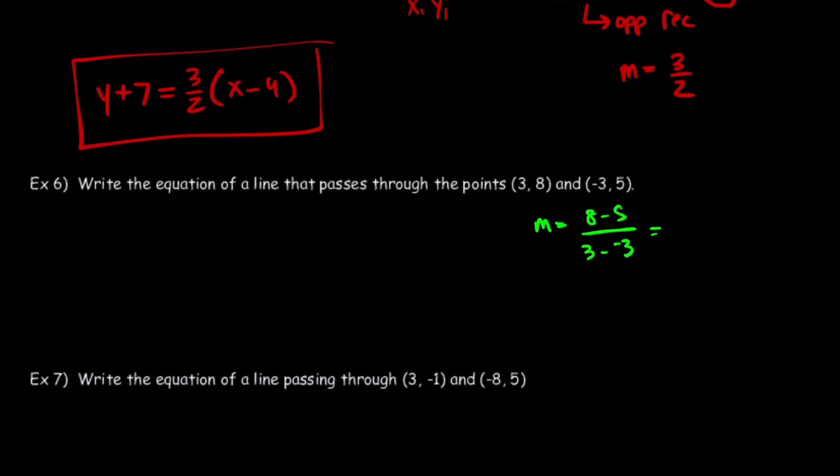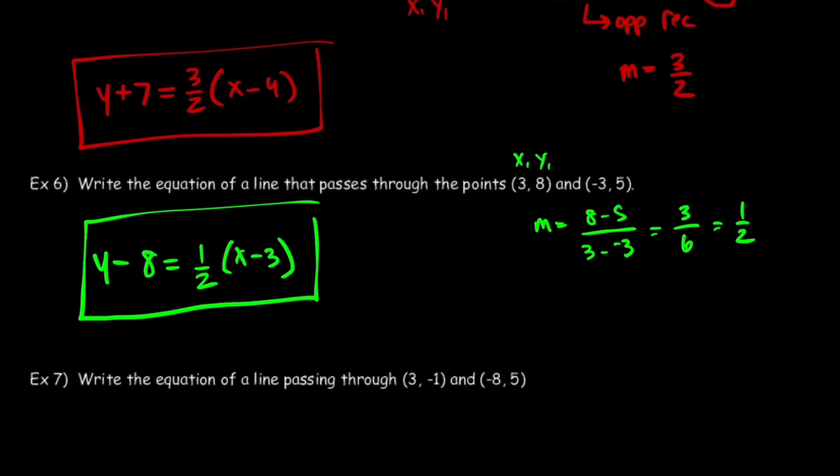8 minus 5 is 3. 3 minus a negative 3 is 6. That's the same as 1/2. So there's my m. I'll use that as my slope. And it's your pick. You can pick either one of these. I'll stick with this first one. I'll make that the x1, make that the y1. So y minus the y coordinate 8 equals my slope, which we just calculated, 1/2, times x minus the x coordinate.